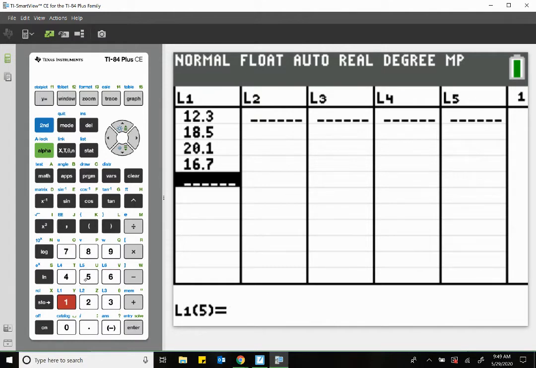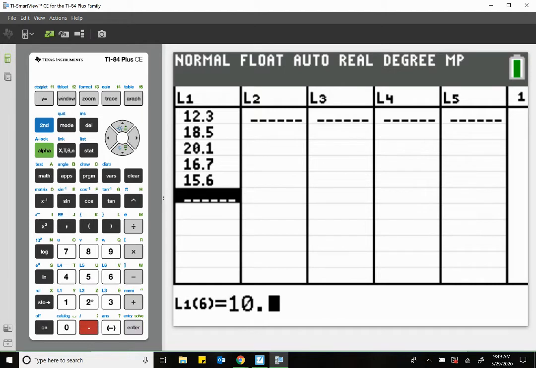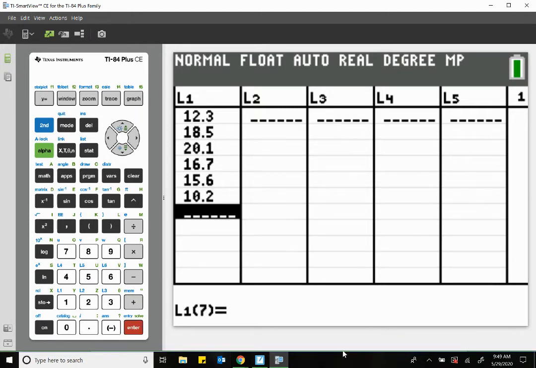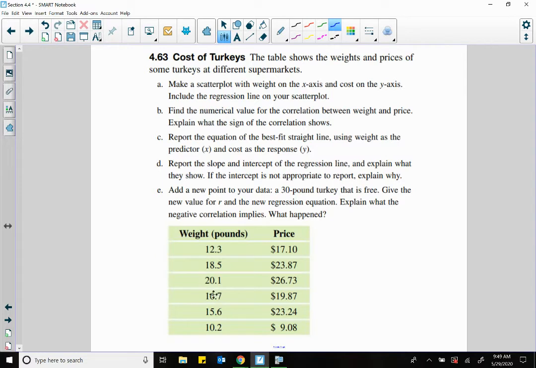16.7, 15.6, 10.2. Let me make sure of that. 16.7, 15.6, 10.2. Okay, perfect.